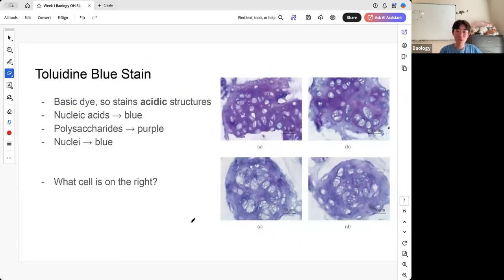So we see here that it also stains acidic structures such as nucleic acids, nuclei, which have nucleic acids in them, and then polysaccharides, I guess. But they're less acidic, so they're less blue.